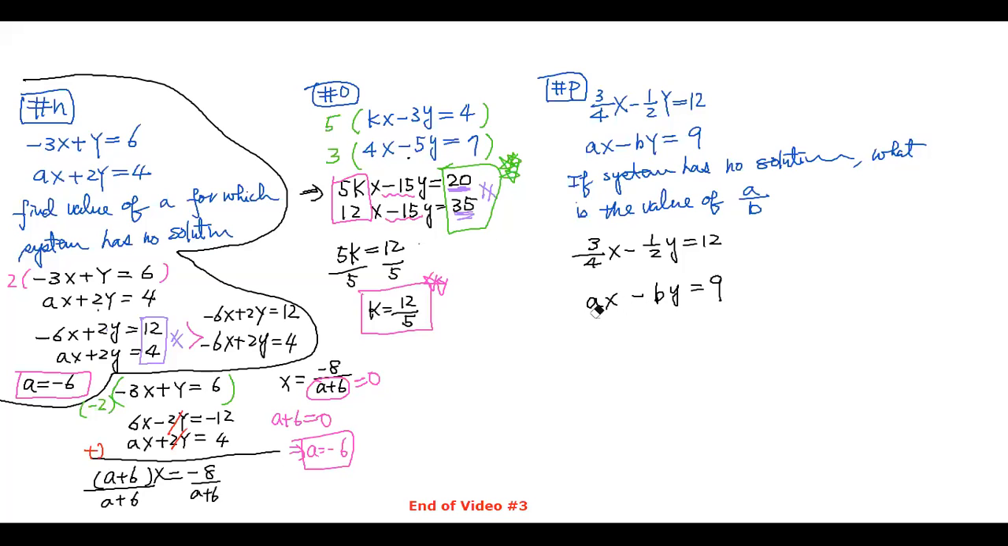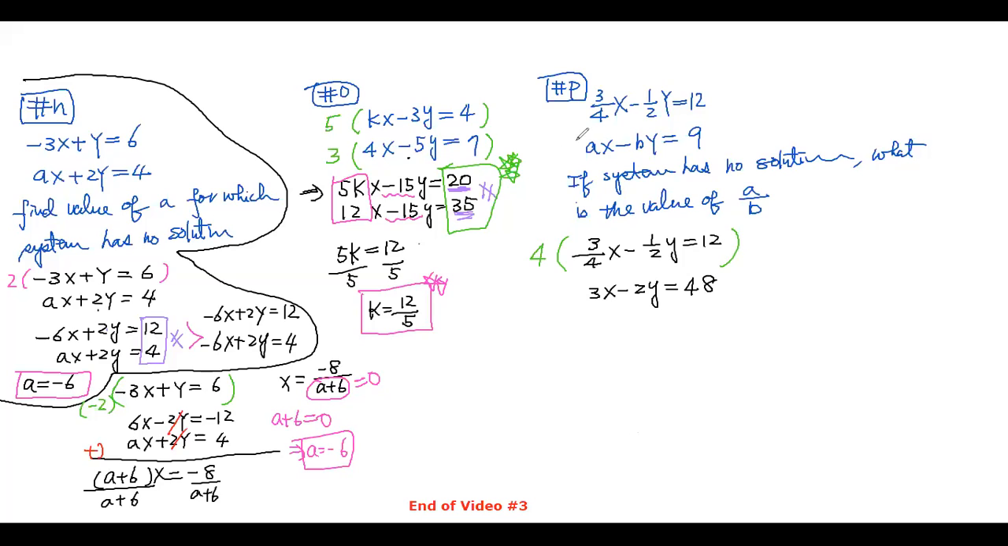Okay, so the first thing here, I'm going to take a look. I do not like fractions, like we talked about before. Let's simplify it. So this is 3/4, 1/2. Hey, let me multiply by 4 on both sides here. Let's see what happens. So my first equation, 4 and 4, you get 3x minus 2y equal to 48.